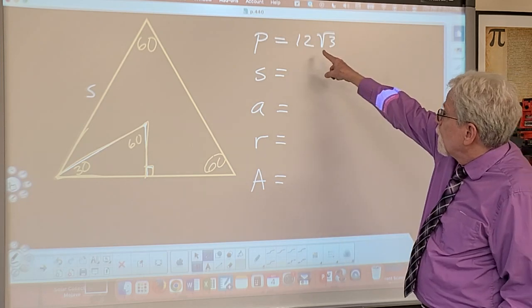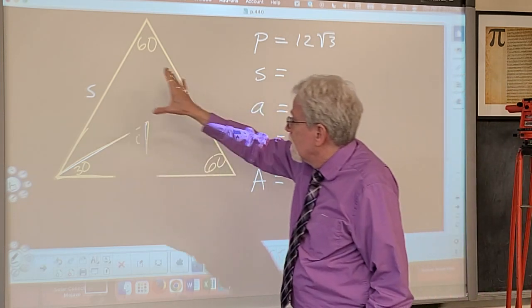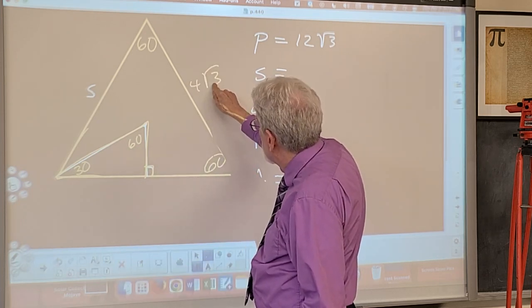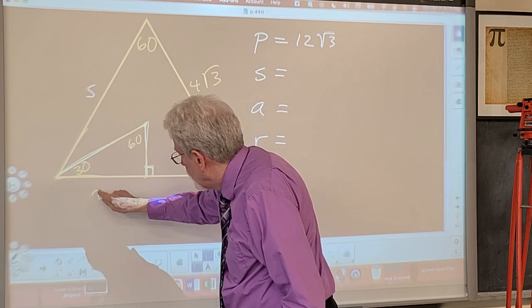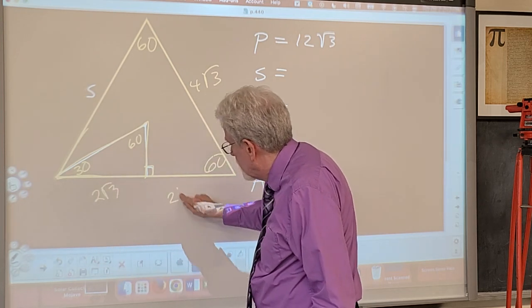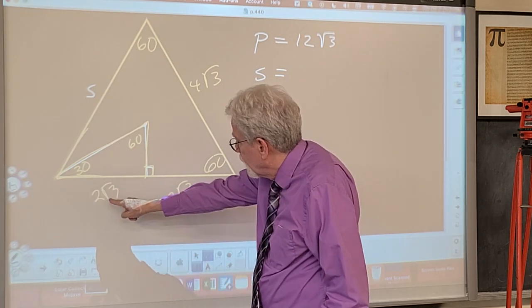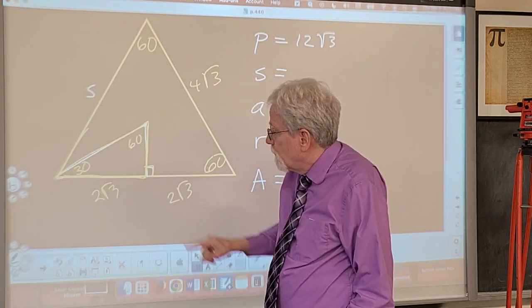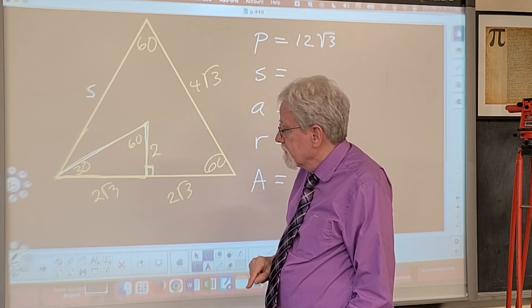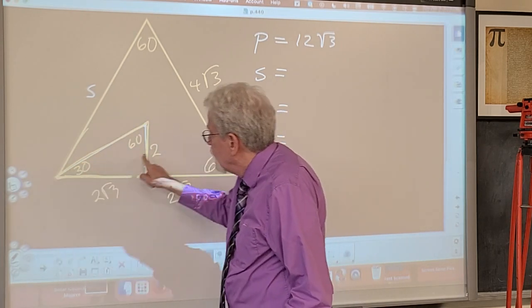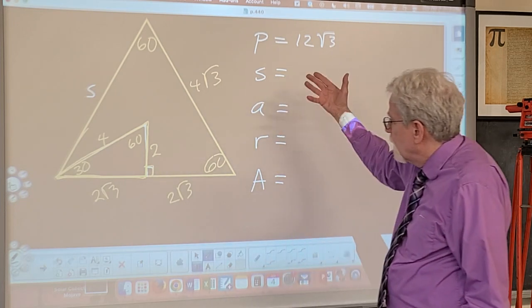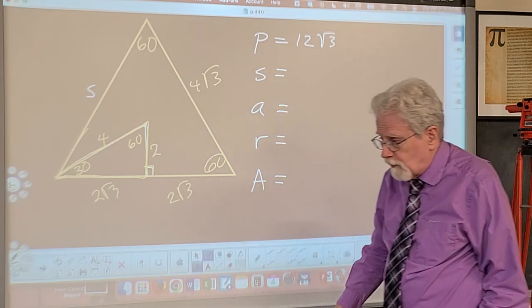You're told the perimeter is 12 square root of 3. So each side must be 1/3 of that. Each side is 4 square root of 3. That means this piece is 2 square root of 3. And if that's 2 square root of 3, do you remember how to go from long leg to short leg? Drop the square root of 3. What's that make the radius? Short leg to hypotenuse, double it. 4. We now have everything we need to find the area, but we're out of time.